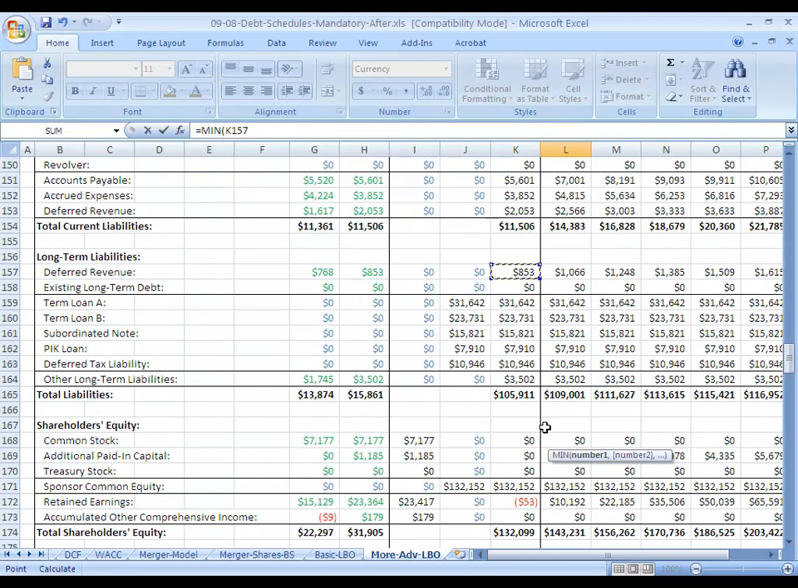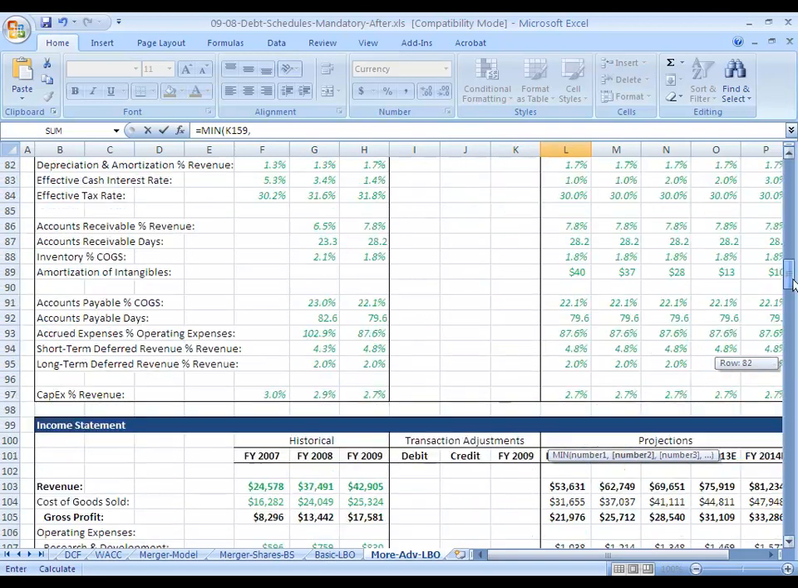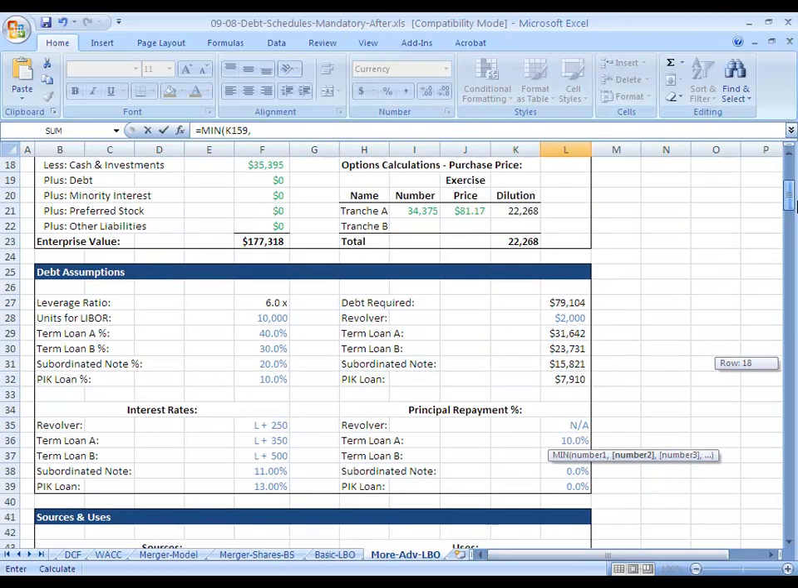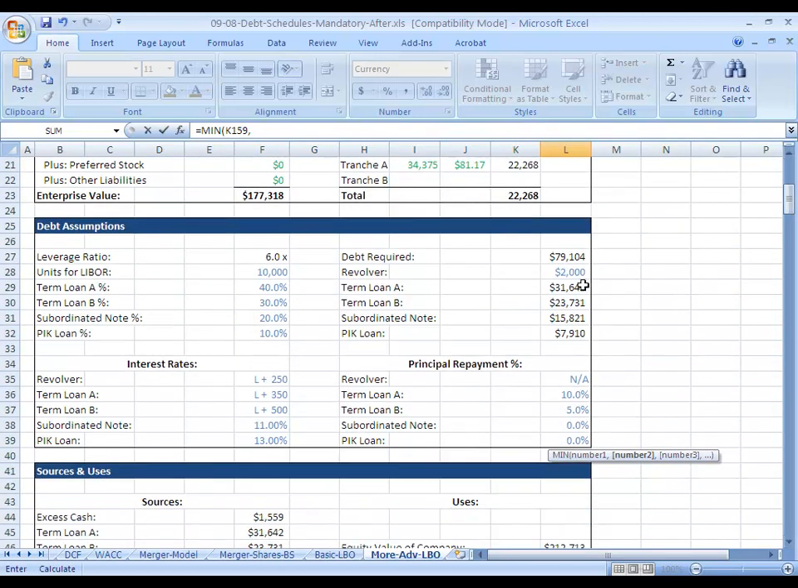So we're going to look at the existing pro forma 2009 balance and then compare it to going up to our debt schedules. We're going to look at the term loan A number right here and multiply it by the principal repayment percentage down here. And you can see that if we want to be able to copy this formula down, we can pretty much do so because term loan A, term loan B, subordinated note, and PIK loan all follow each other on this schedule, which is in fact why I set it up exactly like this, to be able to more easily copy around these formulas.